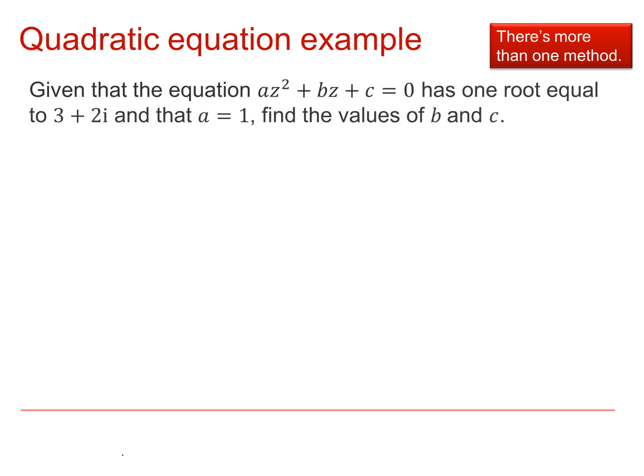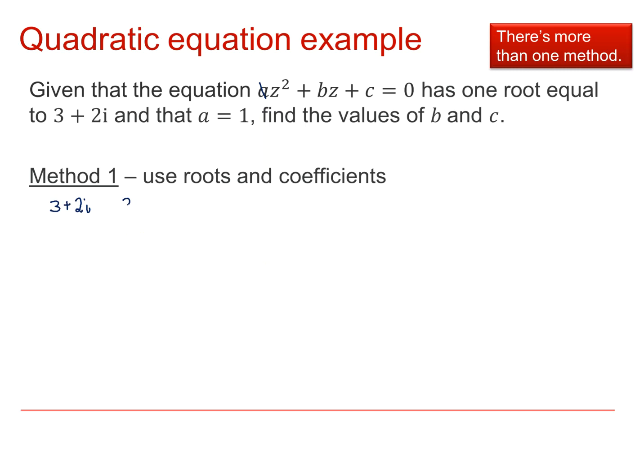We're given an equation az squared plus bz plus c equals 0, and we're given one of the roots. We're also told that a is equal to 1, so I'll just cross that out in the equation. The first method uses roots and coefficients. We're given one of the roots, 3 plus 2i, so we know that the other root is 3 minus 2i, the conjugate pair.